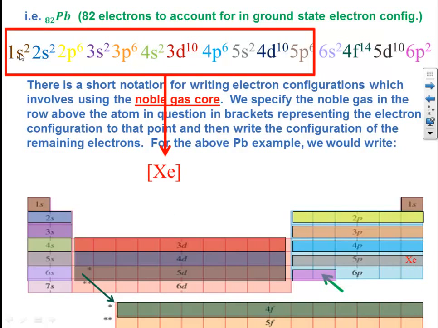So we have 1s2, 2s2, 2p6, 3s2, 3p6, 4s2, 3d10, 4p6, 5s2, 4d10, 5p6, all that. Instead of writing all that, I can write the element xenon, put it in brackets, and then finish the electron configuration: the 6s2, the 4f14, the 5d10, and my 6p2.